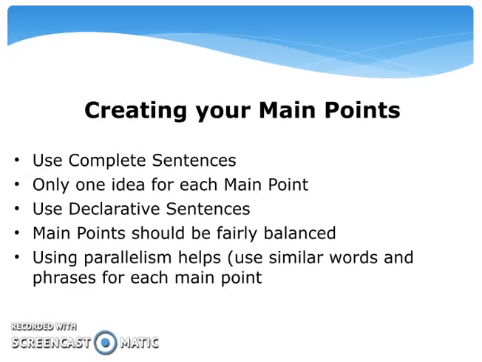When you're creating your main points, and this is just review, you want to make sure you're using complete sentences. Each main point should only have one idea. You should not be writing your main points as questions, right? They should be declarative sentences. Your main points should be fairly balanced. And using parallelism helps. Using similar words and phrases for each main point can help your audience to follow along. And it helps us to distinguish between your main points because they're worded in a similar way.